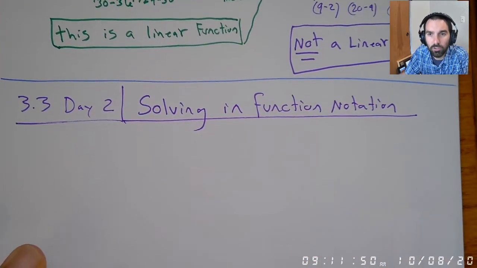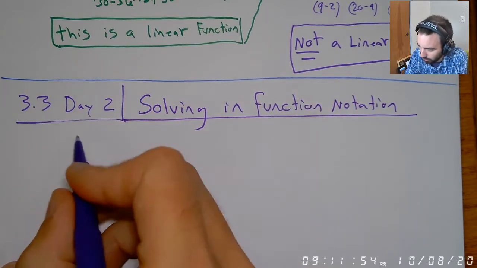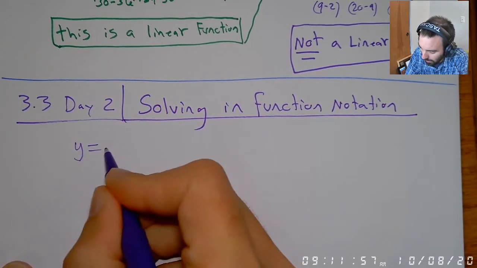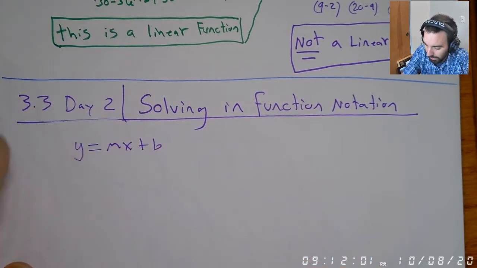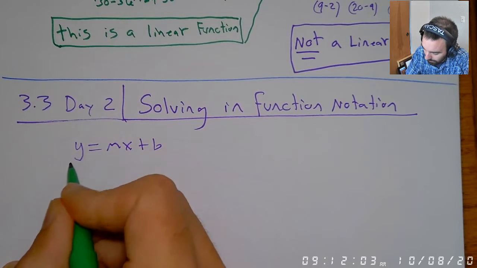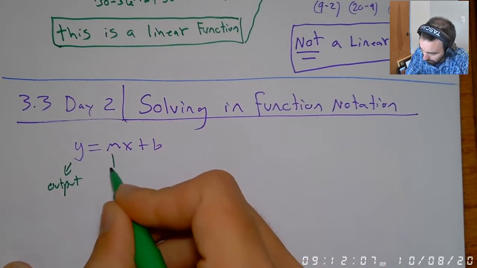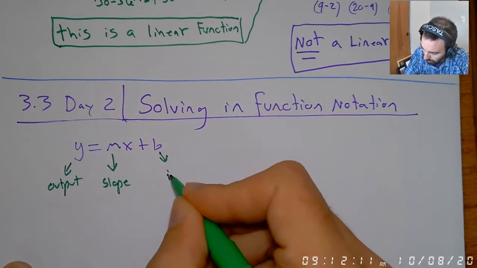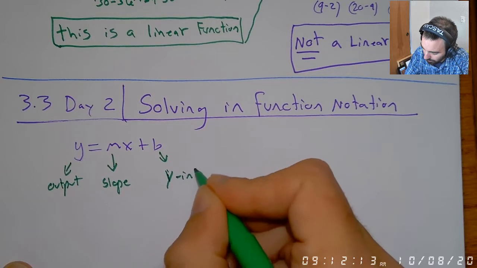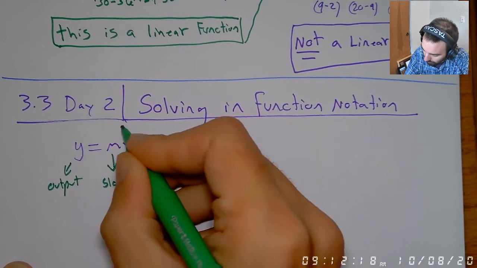Okay? So let's review what we talked about last class with function notation. Normally we have y equals mx plus b, right? So what we have here, y is the output, m is our slope, b is our y-intercept, and x is our input.